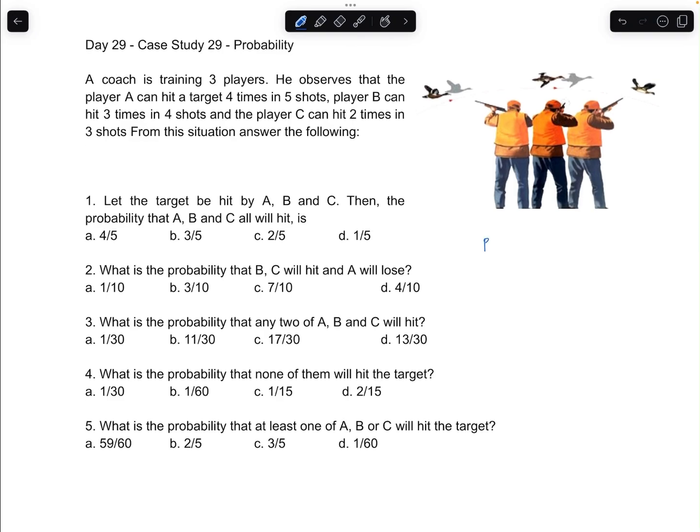From the question, we have these details. P of A is equal to 4 by 5. So P of A dash, that is A not hitting, is equal to 1 by 5. P of B is 3 by 4. P of B dash is equal to 1 by 4. P of C is 2 by 3. And P of C dash is equal to 1 by 3.